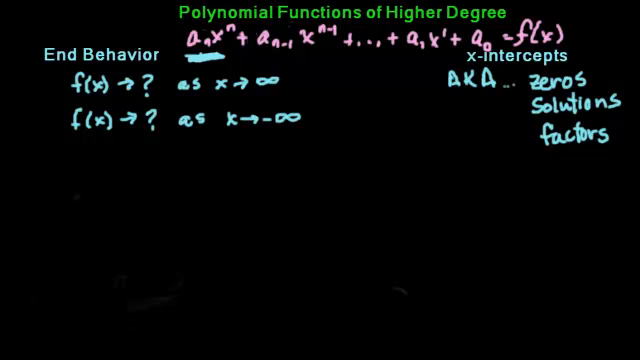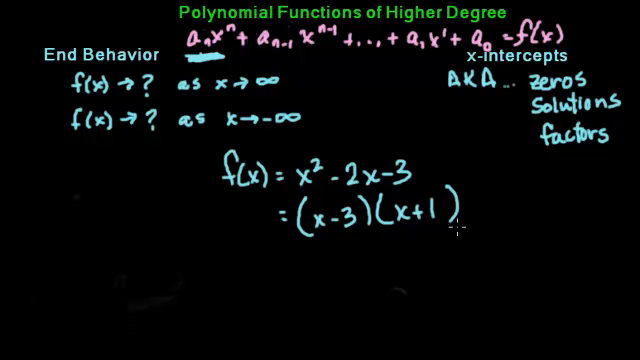The next thing we're going to talk about in our polynomial functions of higher degree are x-intercepts. Now, sometimes you'll hear x-intercepts being described as zeros, solutions, or factors. So if you're asked to find any of that, that's basically what they're asking you to do. So let's do some of that.